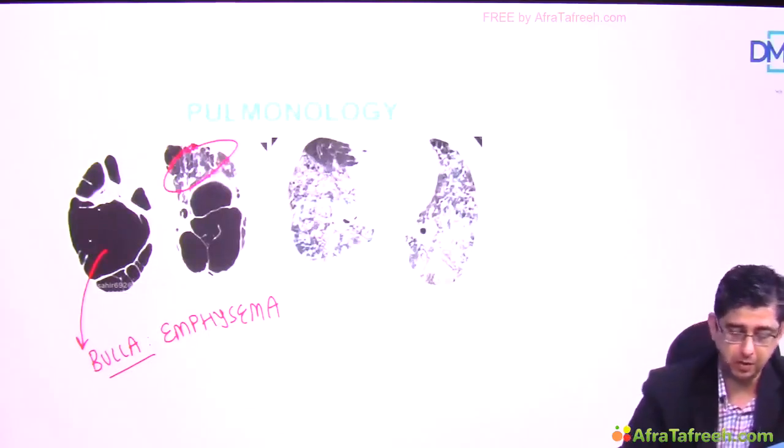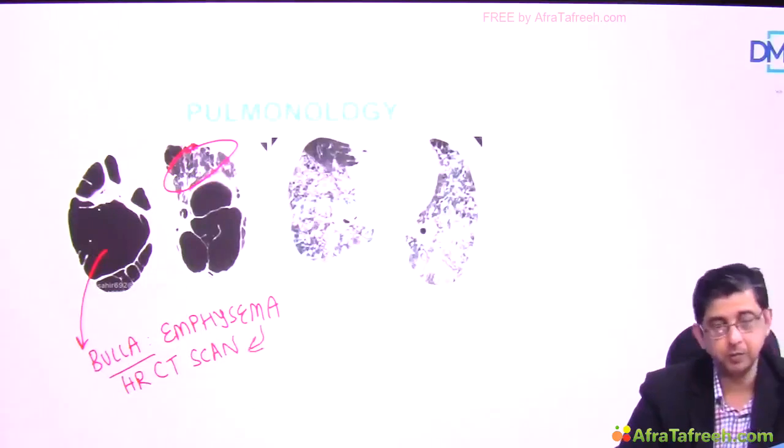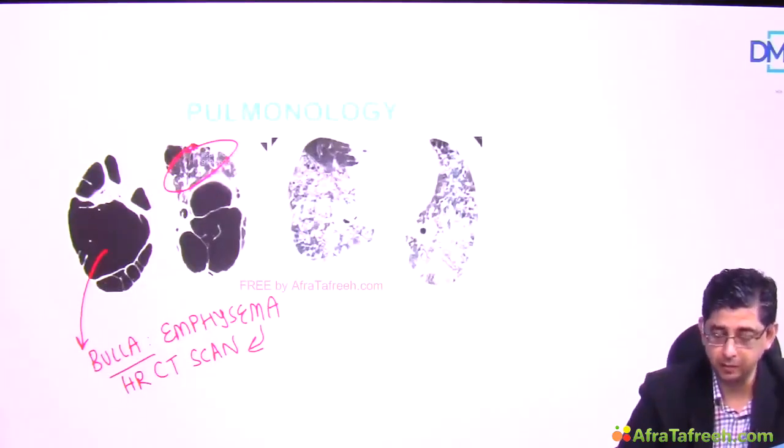For emphysema, the best test for diagnosis is not spirometry, it is a high resolution CT scan that can confirm the diagnosis of emphysema. The structural damage would be blebs or bulla that can be seen. And the best treatment for emphysema is single lung transplantation or bilateral lung transplantation as the requirement may be.